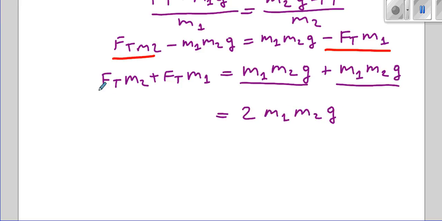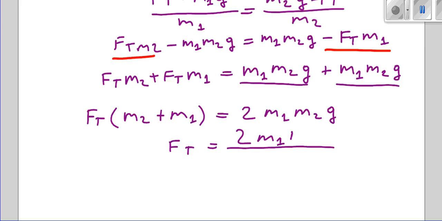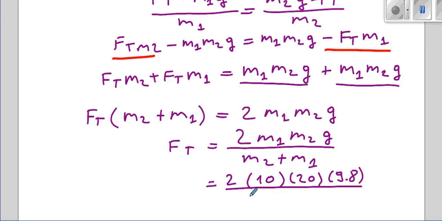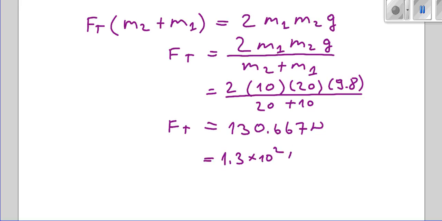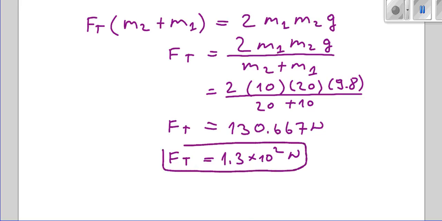We just add them. On the left side, we can isolate Ft, which leaves us with M2 plus M1. And now we can just isolate it. Ft equals 2 M1 M2 g over M2 plus M1. And now we just substitute the values. So we have 2 times 10, 20, 10, all of that over 20 plus 10. That turns out to be 130.667 newtons, or 0.3%. So that gives us the tension force.